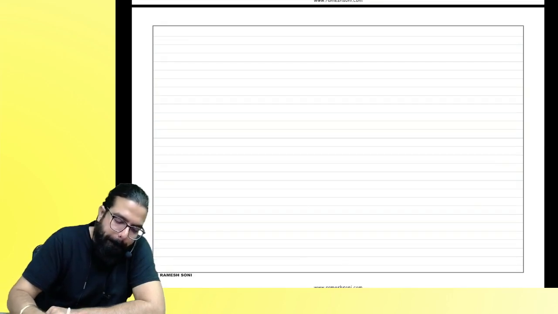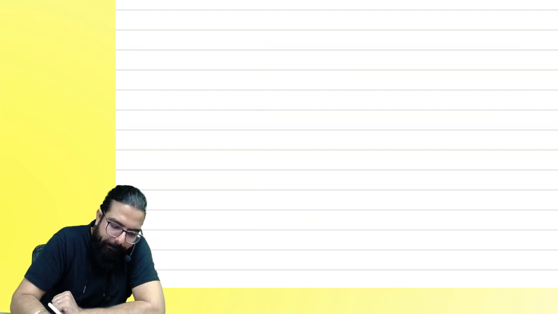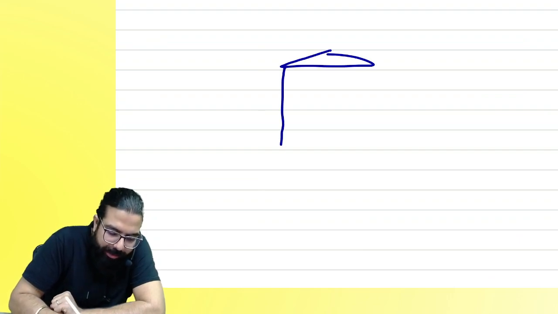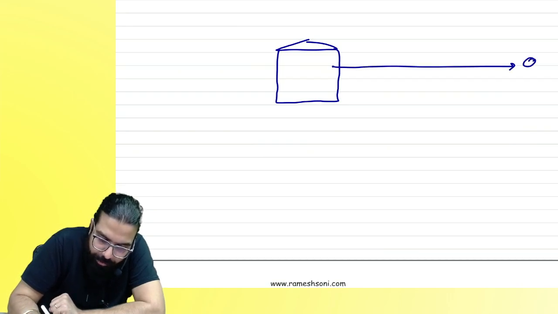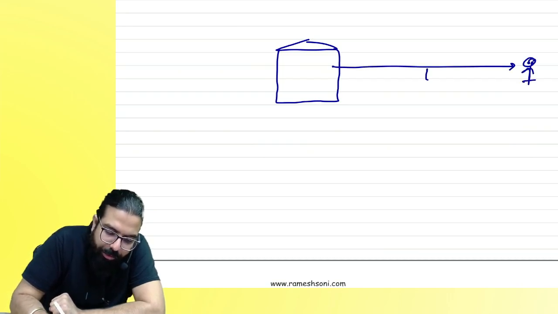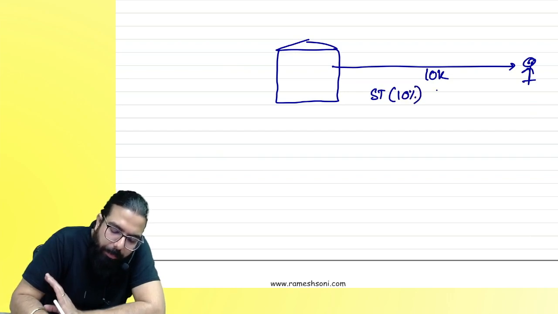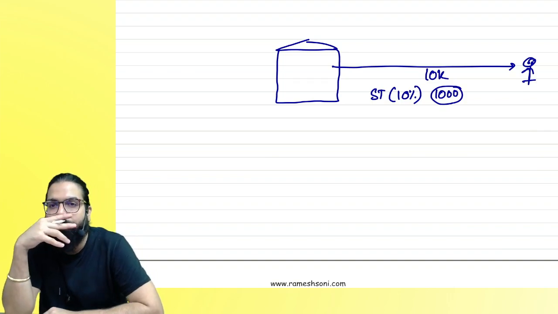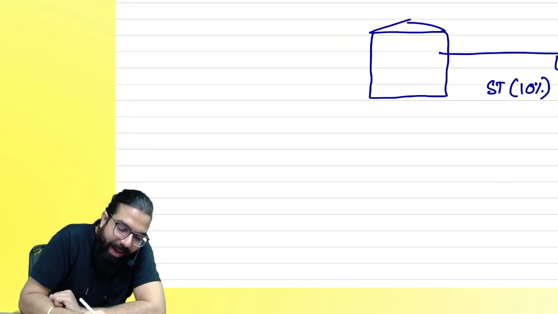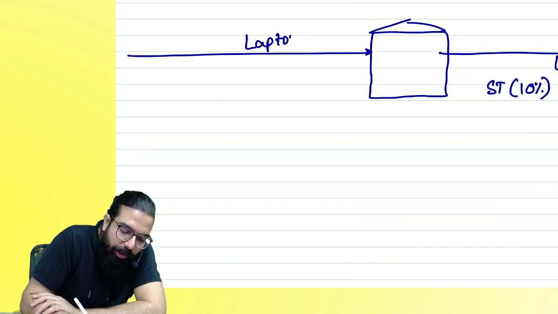Supposing, earlier what used to happen? I am a teacher, okay? Now, when I am teaching students, I used to charge, supposing 10,000 rupees in fees, and I used to charge service tax. For an example, I am telling 10% service tax. How much will I charge you? 1,000. Okay, everyone? Listen.